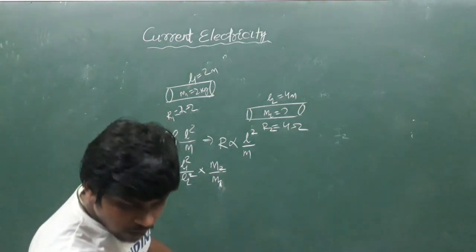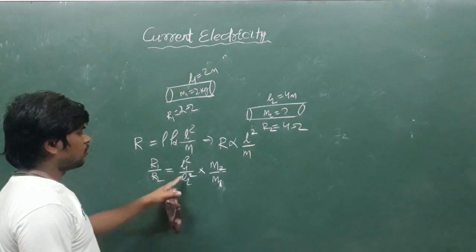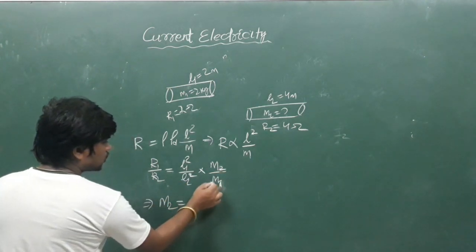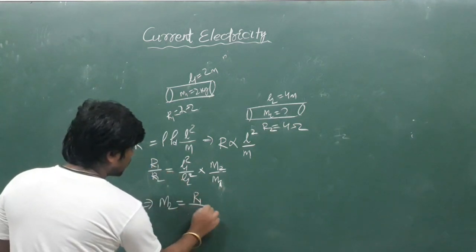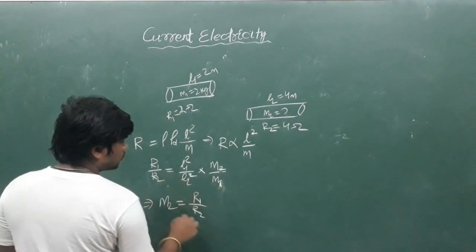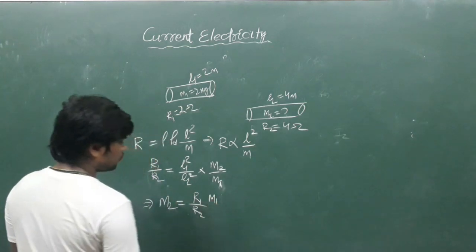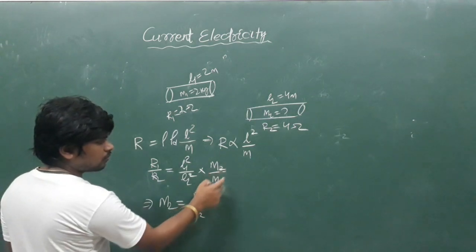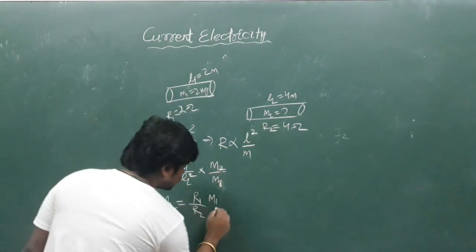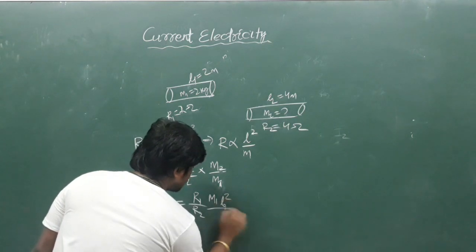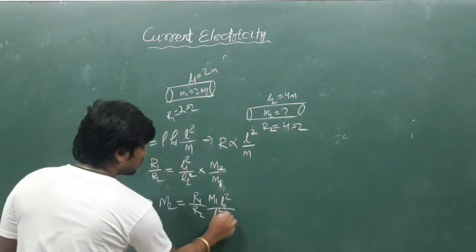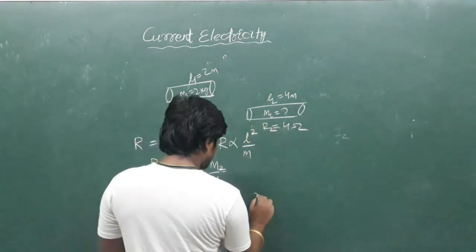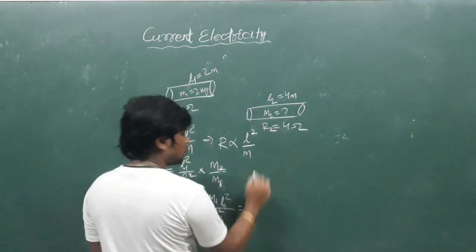So how much will this be? Just put in the values of L1 and L2. We need to find the value of M2. So M2 equals M1 into L2 square by L1 square, multiplied by R1 by R2. R1 is 2 ohm, so 2 divided by R2, which is 4 ohm.